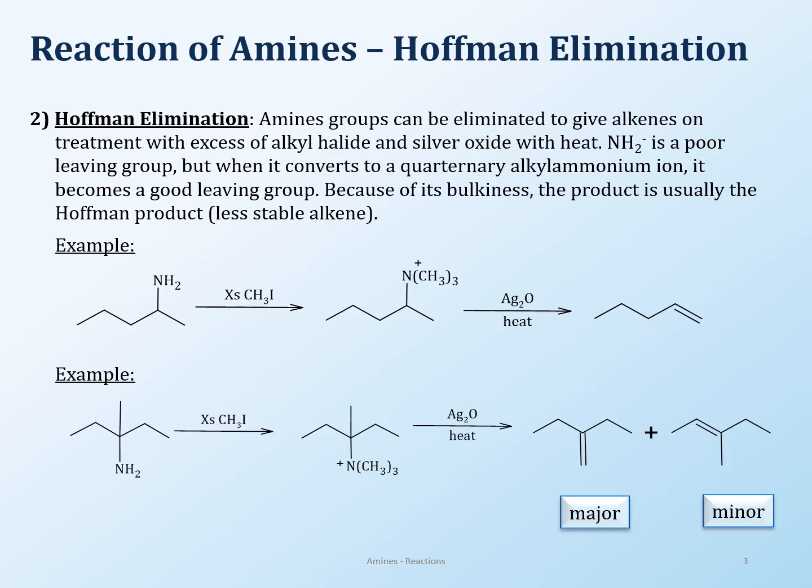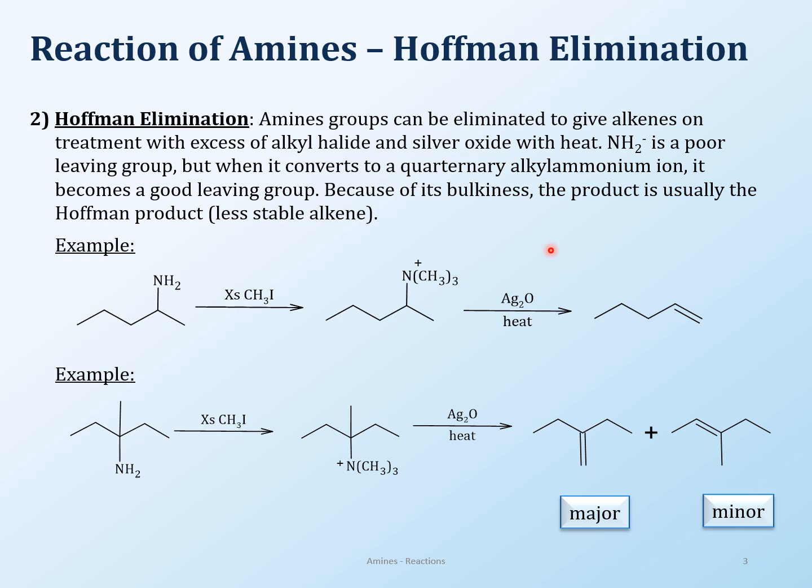So a very unique reaction of amines is Hofmann elimination. Now this is an elimination reaction. We've been doing elimination reactions from very early on: E1, E2, dehydration of alcohols to give us alkenes. So depending on what kind of substrate you had, you could either get the Zaitsev product, which is the more stable alkene, or you could get the Hofmann product, which is the less stable alkene.